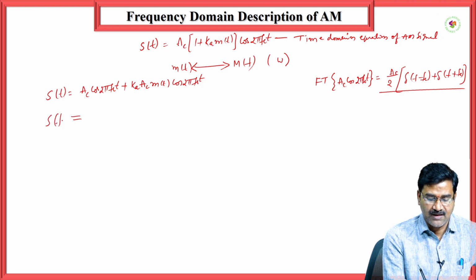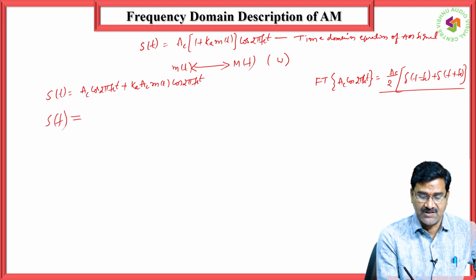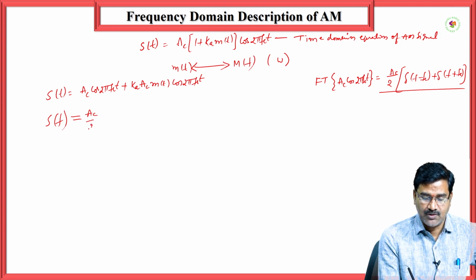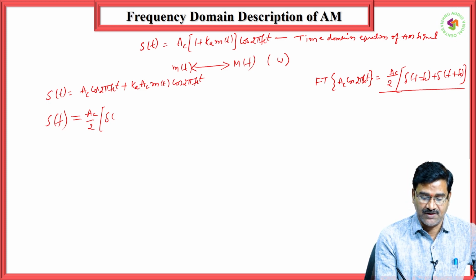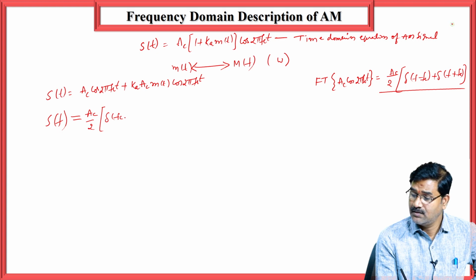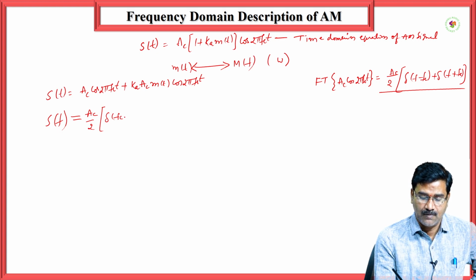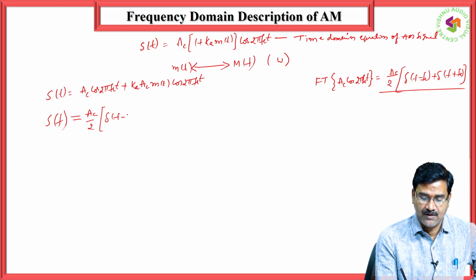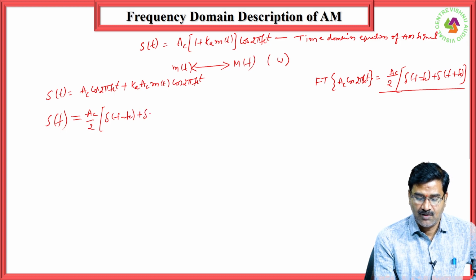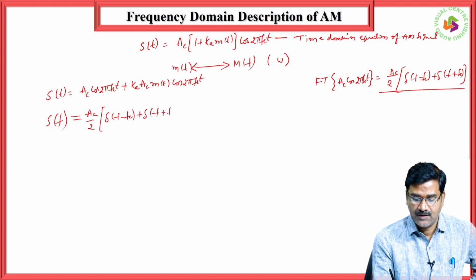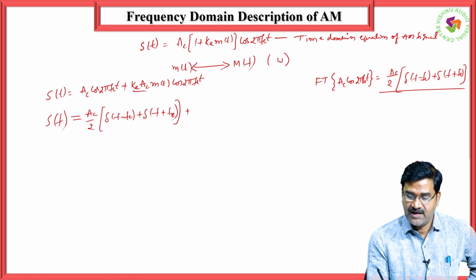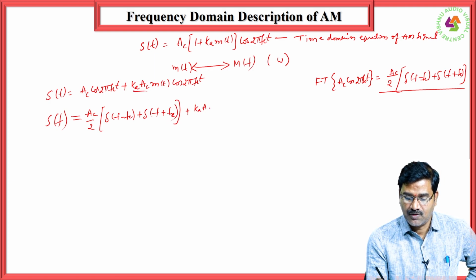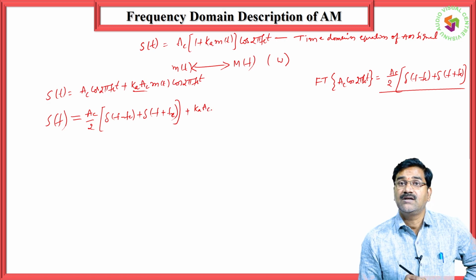See, I am writing this as S of f, capital S of f is equal to Ac by 2 into delta, which is nothing but the delta function or Dirac delta function, impulse function. So delta of f minus fc plus delta of f plus fc, plus the message term. Ac is constant.